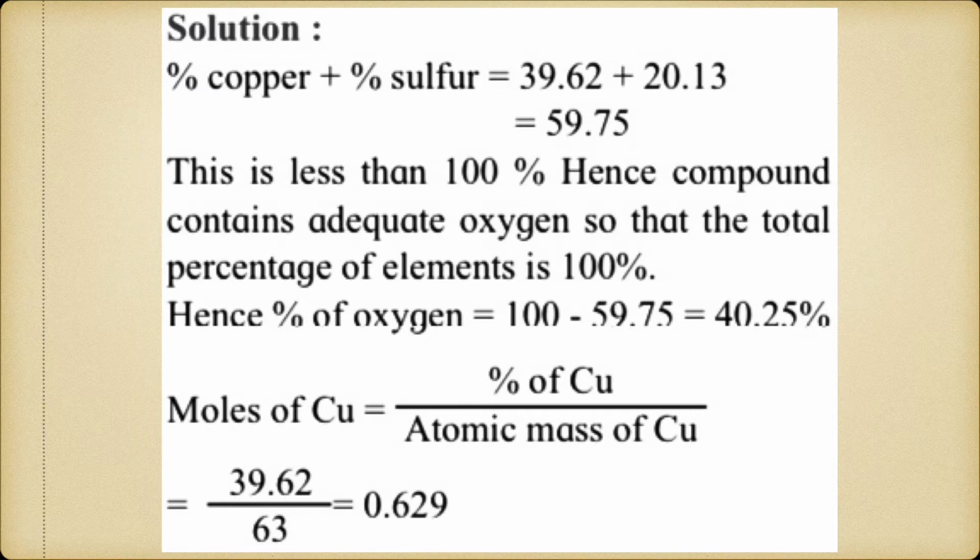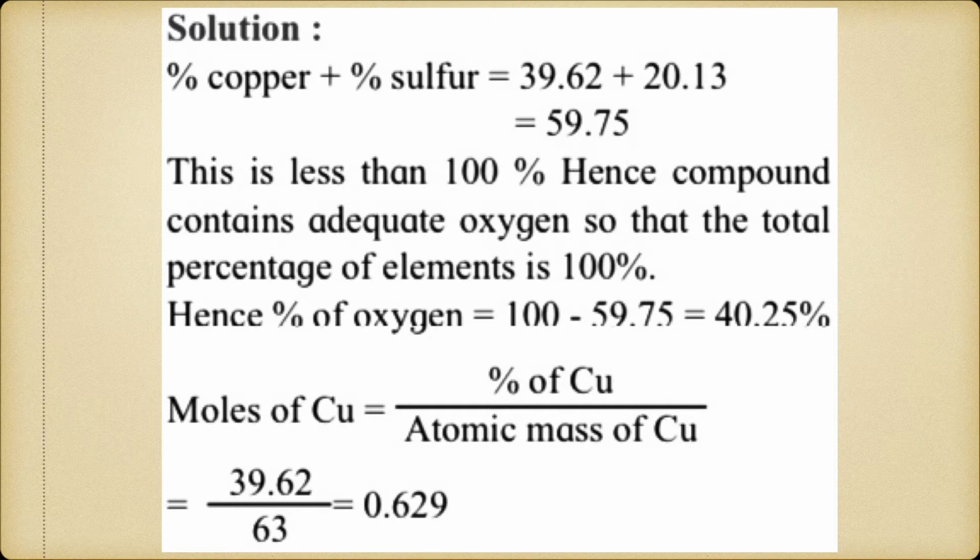Now the next thing is to convert the mass percent into grams. But last time we discussed that if it is already coming to be 100, we can directly write the mass percentage value in grams. So that step we have avoided here. We are directly finding the moles of copper over here. So moles of copper equal to what? Percentage of copper upon atomic mass of copper.